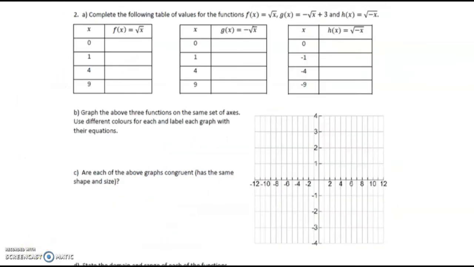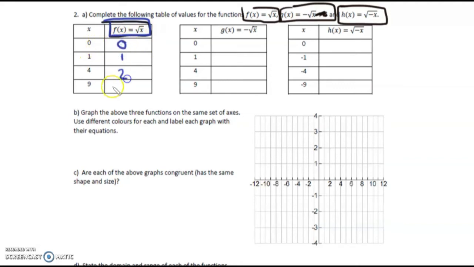Okay, number 2, complete the following table of values for our base function root x, and then negative root x, this is supposed to just be root x, and then h at x equals root of negative x. So we have 3 different functions here. We know our root x function is 0, 0, 1, 1, 4, 2, 9, 3.